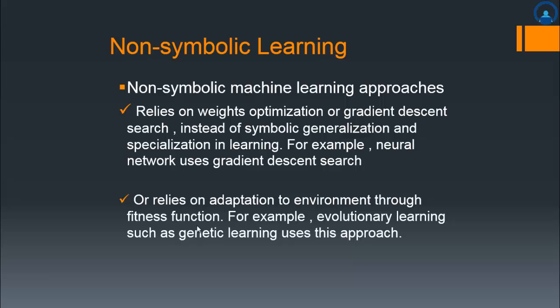Non-symbolic learning. Non-symbolic machine learning approaches rely on weight optimization or gradient descent search instead of symbolic generalization and specialization in learning. For example, a neural network uses a gradient descent search, or it relies on adaptation to the environment through a fitness function. For example, evolutionary learning such as genetic learning uses this approach.